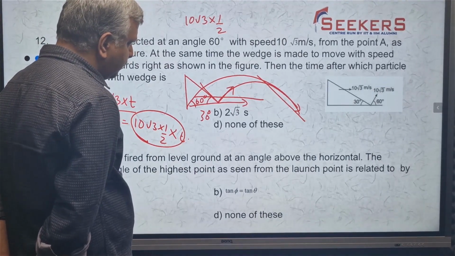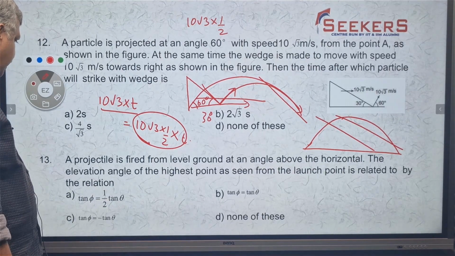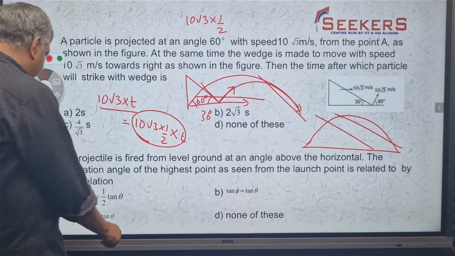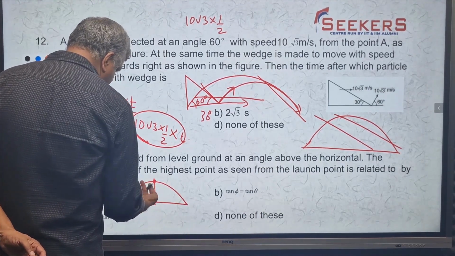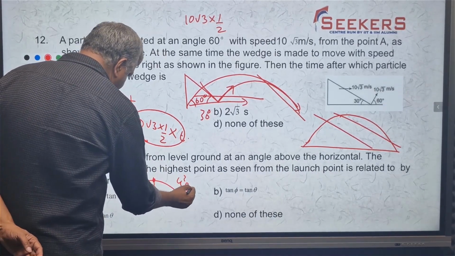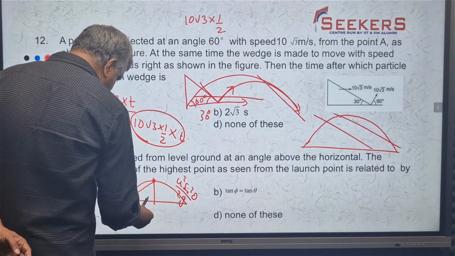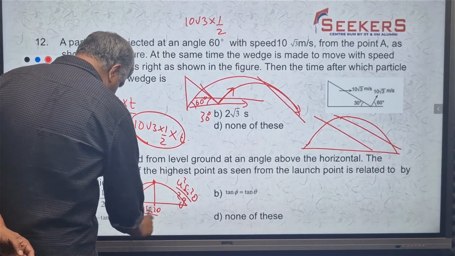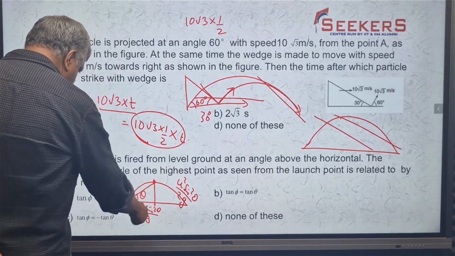So let me see. A projectile is fired from level ground at an angle above the horizontal. The elevation angle of the highest point as seen from the launch point is related by the relation. So this is the projectile at the topmost point. The highest point will become equal to u² sin²θ by 2g. So this is this height and this range is u² sin 2θ by 2g, that is half of the range. So this angle θ should be such that tan θ is equal to this by this.